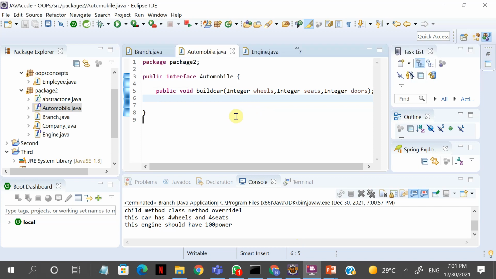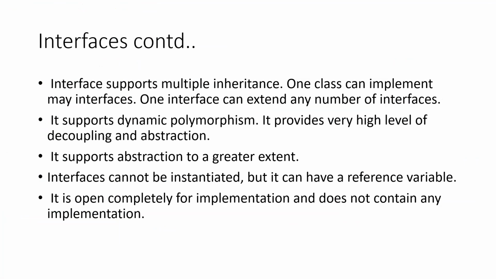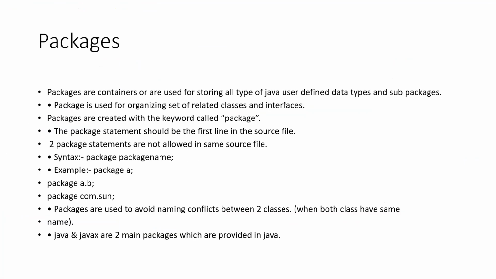Next, let's look at some more topics on packages. Packages we have already seen. They are containers used for storing all types of user types, used for organizing a set of related classes. You basically create a package and then use import with the package name, like package.com.sun. It is used for bundling your classes.